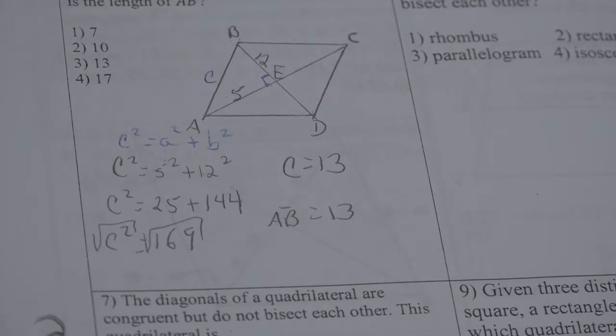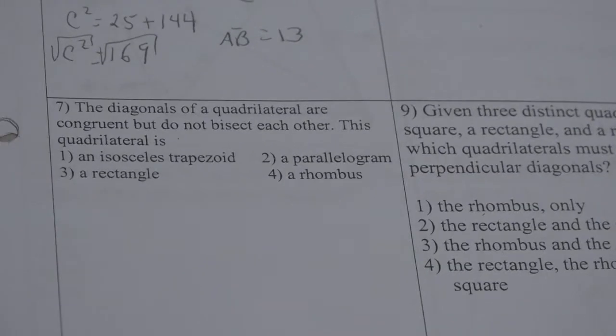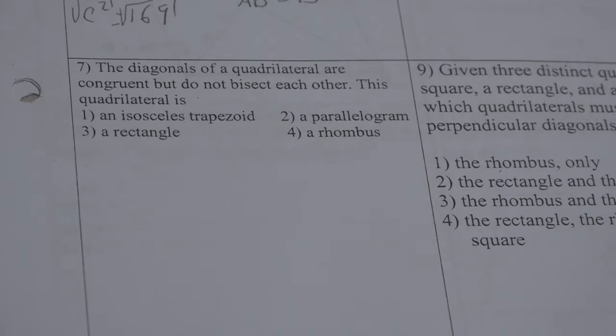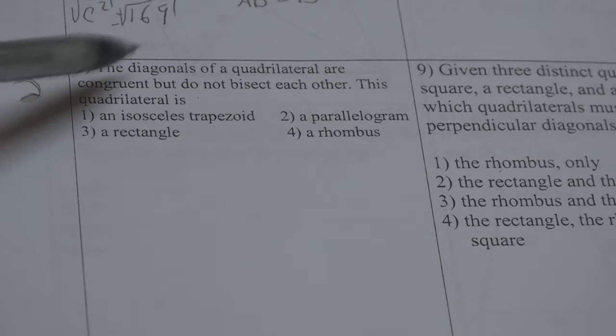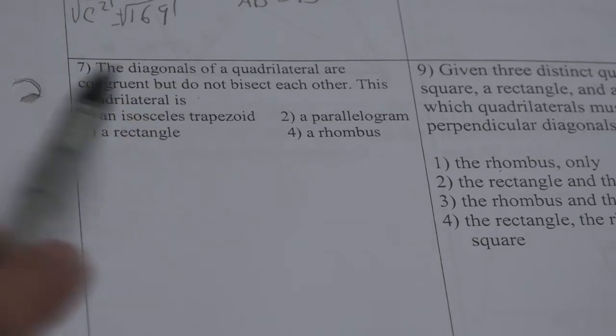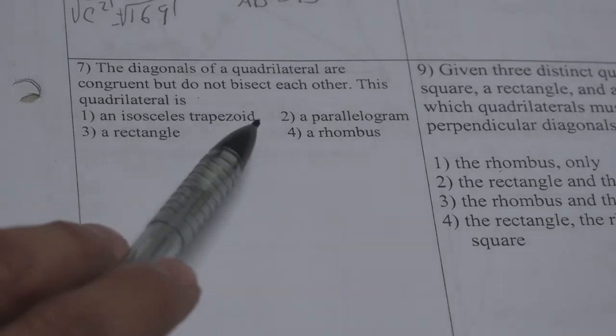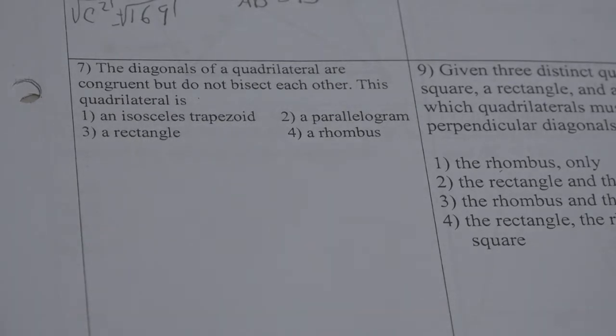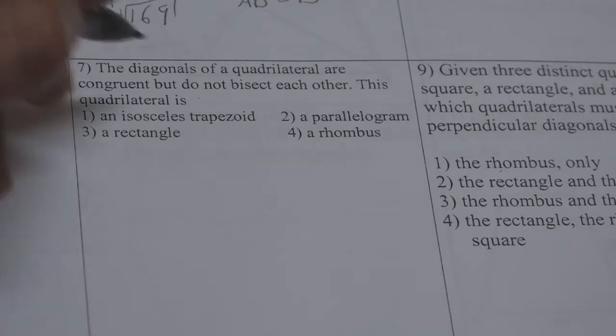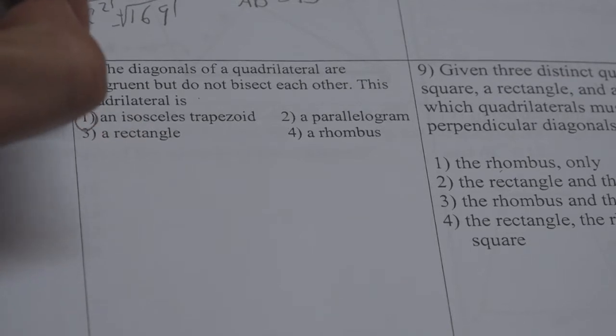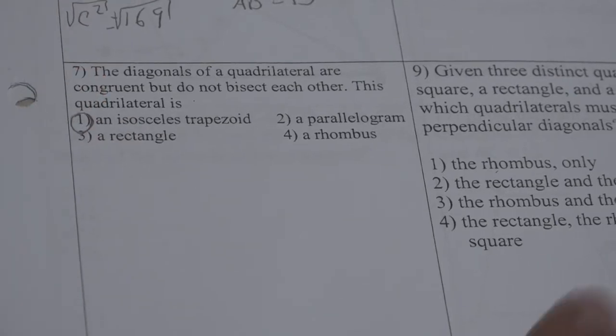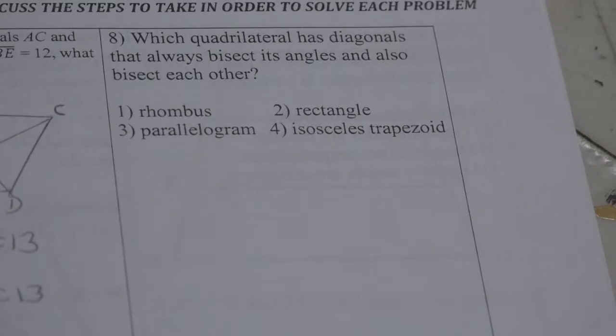Okay. Next problem. The diagonals of a quadrilateral are congruent but do not bisect each other. This quadrilateral is... So they are congruent but do not bisect each other. Take 30 seconds and tell me what the answer is. I'm going to pause the video. Right, it was an isosceles trapezoid. Nice. Okay, let's move on to this one then.